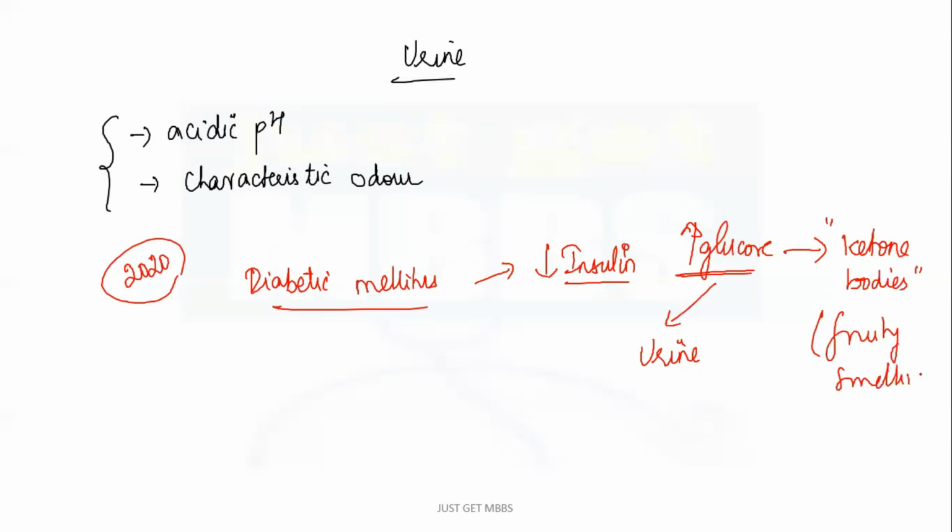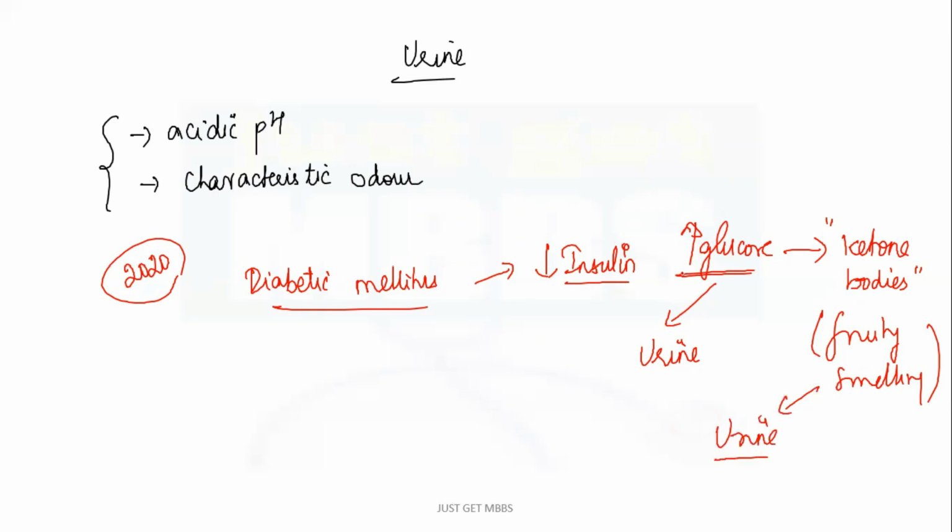So when they breathe, we'll be able to get a kind of fruity smell, and that will help us diagnose that the patient might be diabetic. So glucose will be excreted in urine, and the ketone bodies that are formed, if there are more in number, again can take a path via urine.